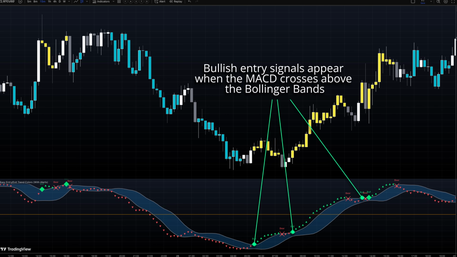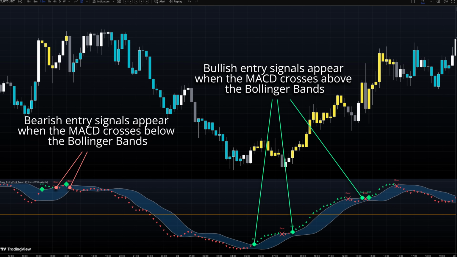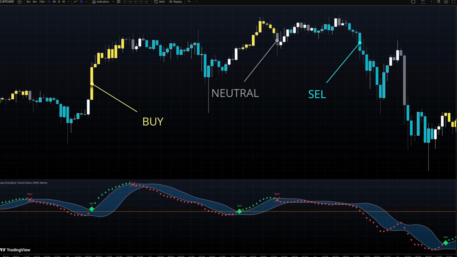When the MACD crosses above the upper band, it generates bullish signals with green triangles. When the MACD crosses below the lower band, it produces bearish signals with red triangles. Bar colors change to yellow for potential buy signals and aqua for potential short signals.